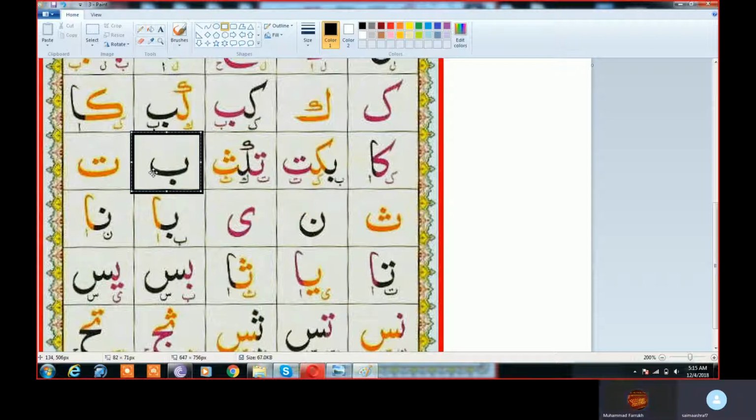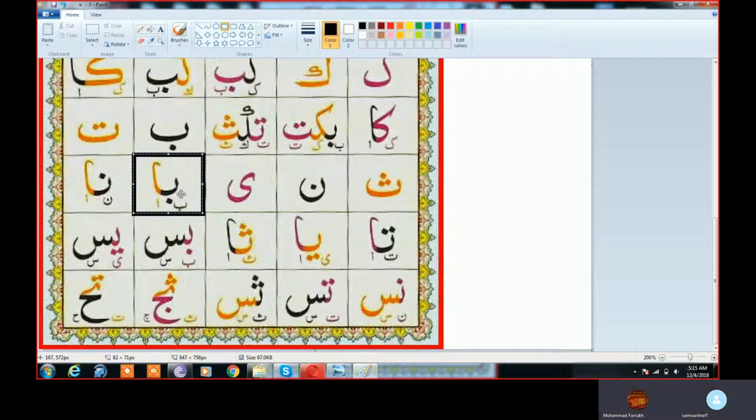Next letter is? Ba. Great. Excellent. Fa. Tha, good. Noon. Great. It is not kaf. It is ya. Okay. It looks like S. So it is ya, not kaf. Kaf is here. Look, this kaf is this kaf. A lot of difference. This is kaf, but this one is ya. It is ya, not kaf. Noon, ya.